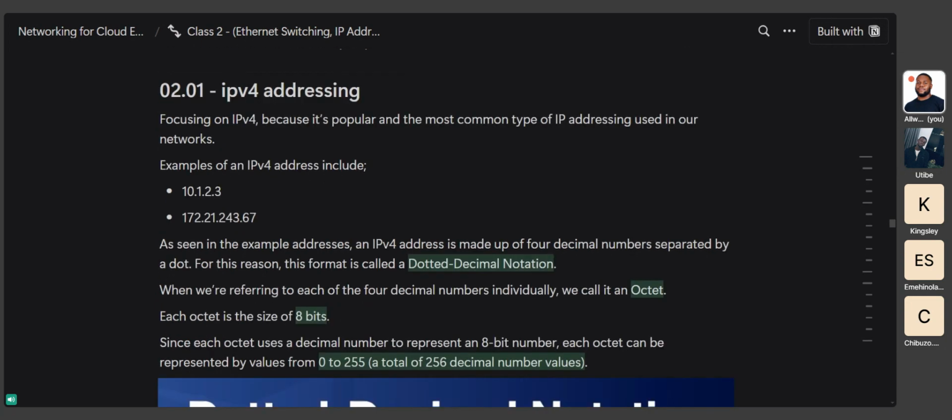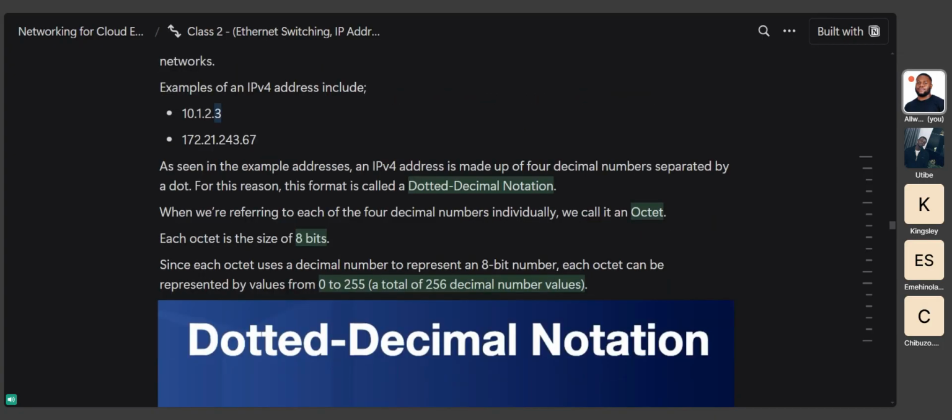IPv4 addressing is our next topic. Even though we'll talk about IPv6, the focus will really be on IPv4 because it's popular and it's the most common type of IP addressing that is used in our networks today. So an example of an IPv4 address is something like this, 10.1.2.3.